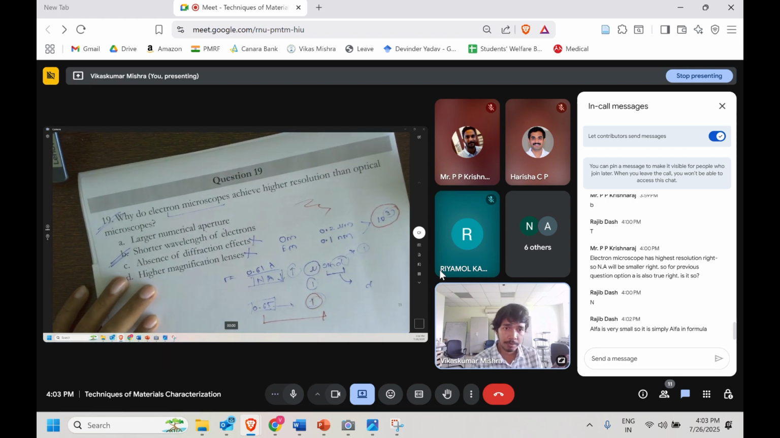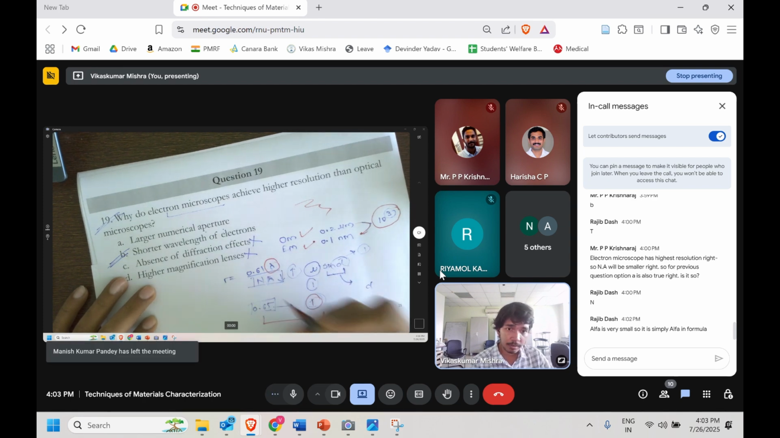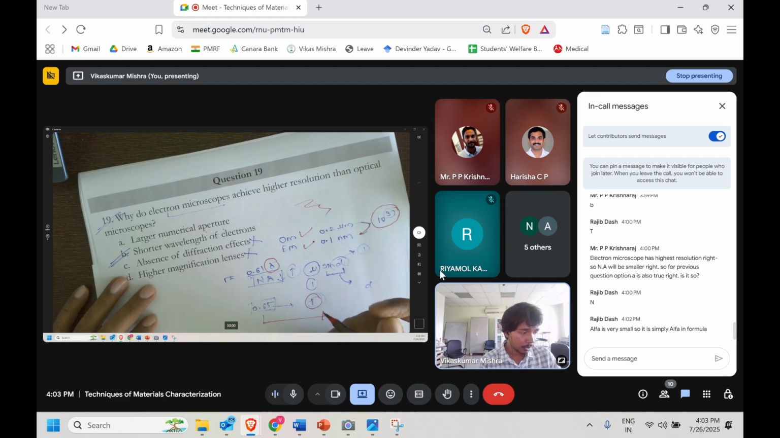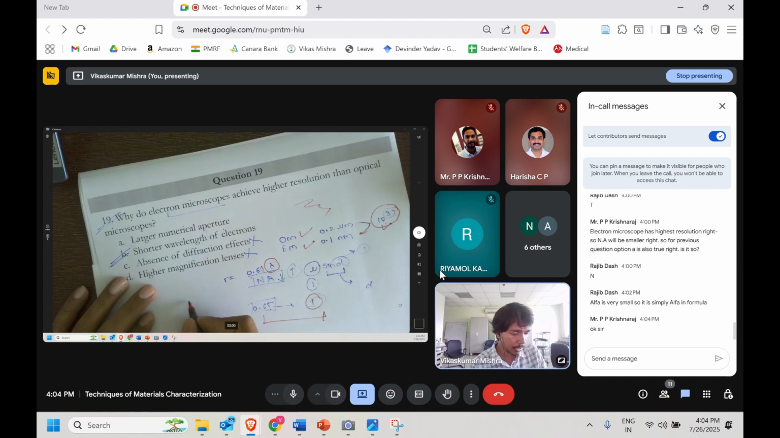So the prime reason for the resolution difference between optical and electron microscopy is the wavelength, right? The order of magnitude by which the resolution is increasing is more or less related to the wavelength, because we are also decreasing the wavelength of the electron by 3 to 4 orders of magnitude. So it's something like 0.5 Angstrom.